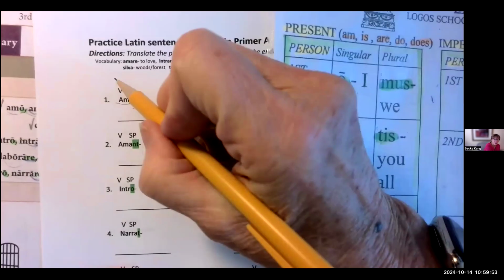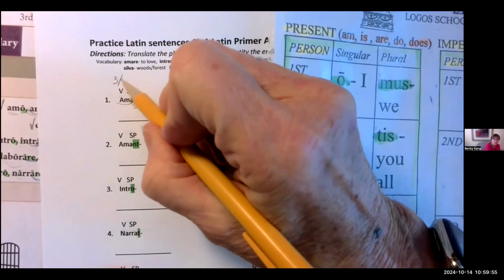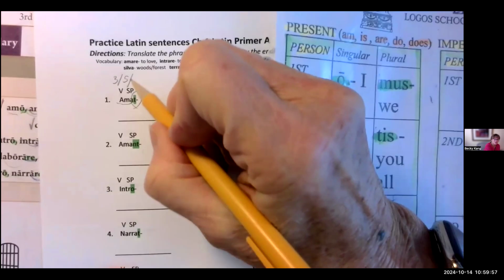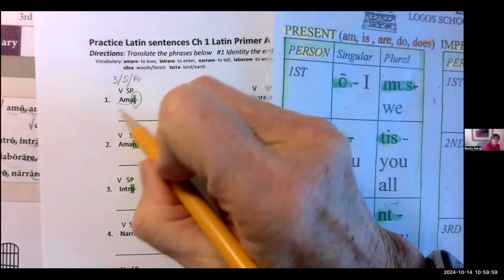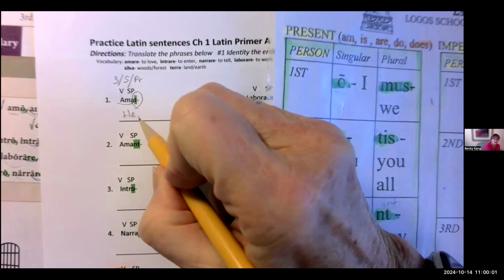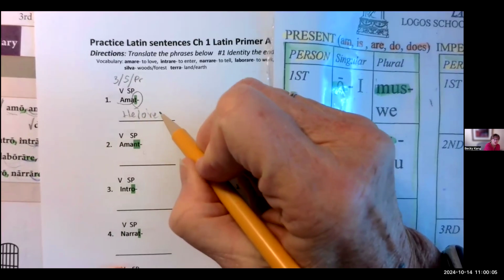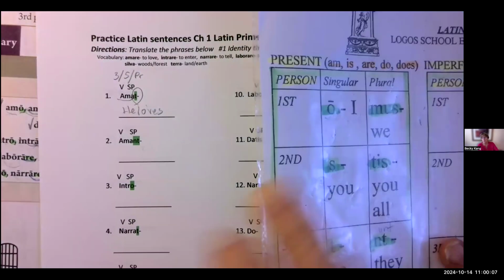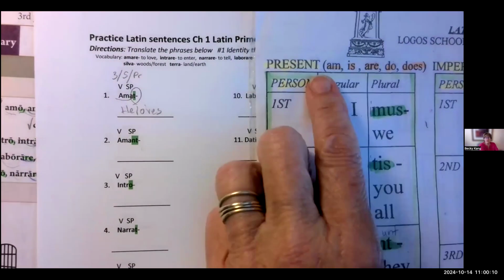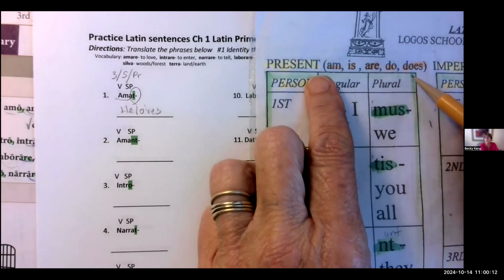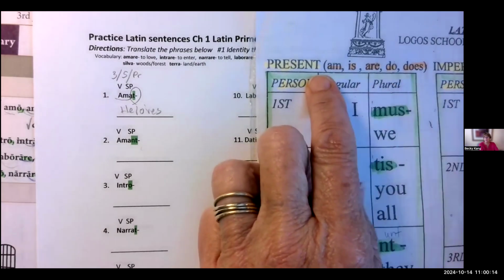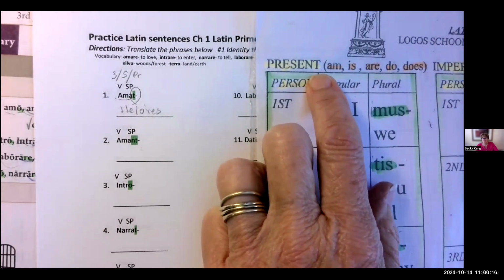So it is third person, it's singular, and it's present. And it means he or she or it loves. We'll just say he loves. And don't forget, you have these lovely helping verbs up here. So you can either say he loves, he is loving, or he does love. Either one of those. They all work.